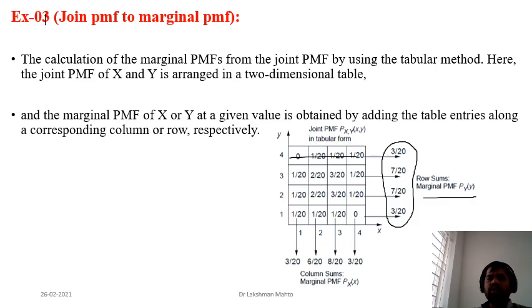In the similar fashion, if you do a column sum of all these columns, the first column sum would be 3 by 20. The next column sum would be 6 by 20. In the third column, the sum would be 8 by 20. In the fourth column, the sum would be 3 by 20. So the column sums are aggregated into a single row, and this single row is the marginal probability mass function of x. This is how you can calculate the marginal probability mass function from a given joint probability mass function. This example we had already discussed before.